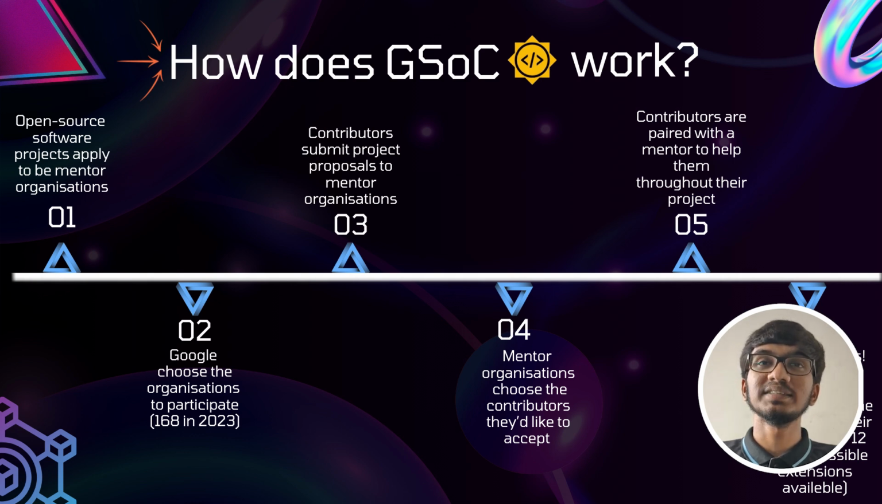This mentor provides guidance, support, and feedback throughout the project, ensuring that the contributor stays on track and achieves their goals. The coding phase then begins, where the contributors work on their assigned projects under the mentorship of their mentors. The phase typically lasts 12 weeks with the possibility of extensions. Throughout the project, contributors and mentors collaborate closely to ensure the project success. Regular communication, feedback, and progress updates are essential to maintain a productive working relationship.